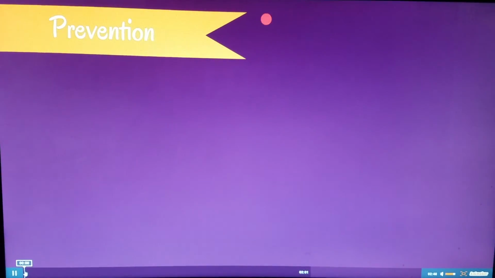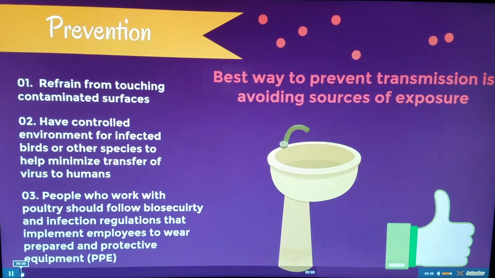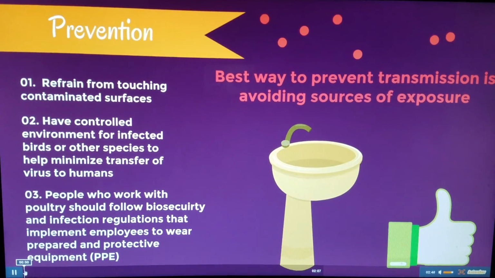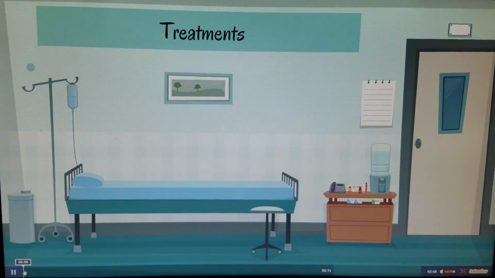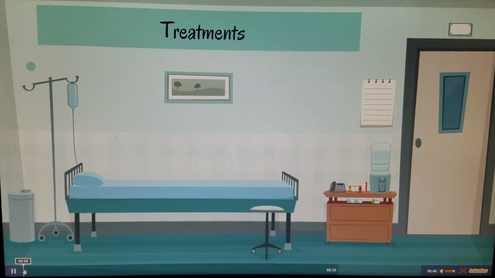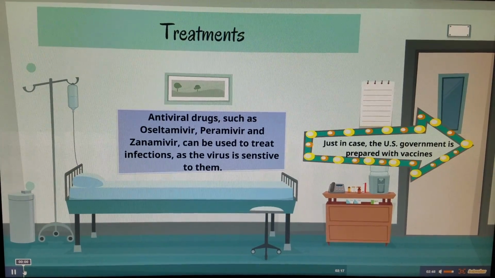Another prevention is strictly enforcing biosecurity and infection regulations on employees working with poultry, so hand hygiene is heavily noted. Antiviral drugs such as oseltamivir, peramivir, and zanamivir can be used to treat infections because the virus is sensitive to them.